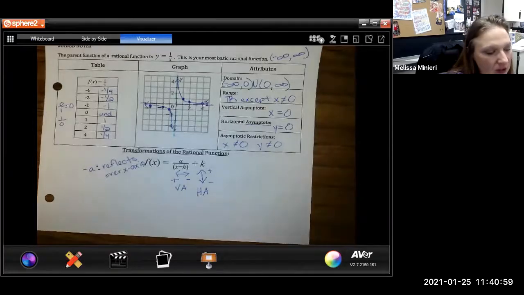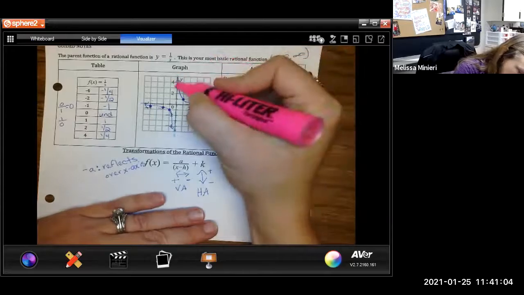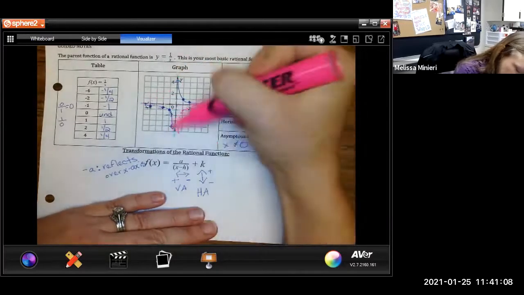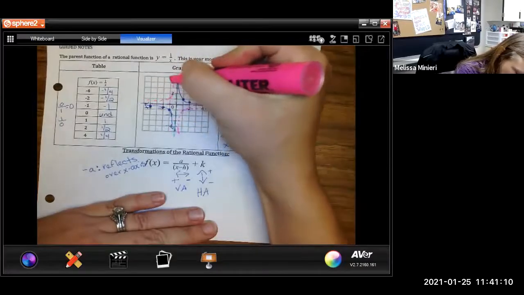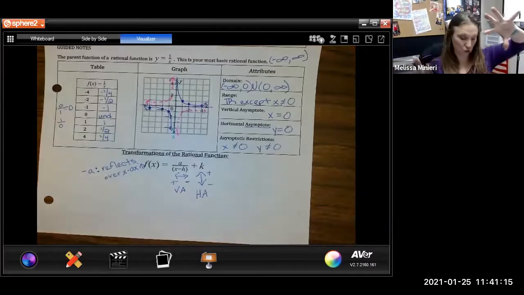See if I can get a different color. I feel like if they switched quadrants. Yeah, it would switch quadrants. This piece would reflect down here, and this piece would reflect up here. So that's what it would look like if it was reflected. It would just switch to the other two quadrants.